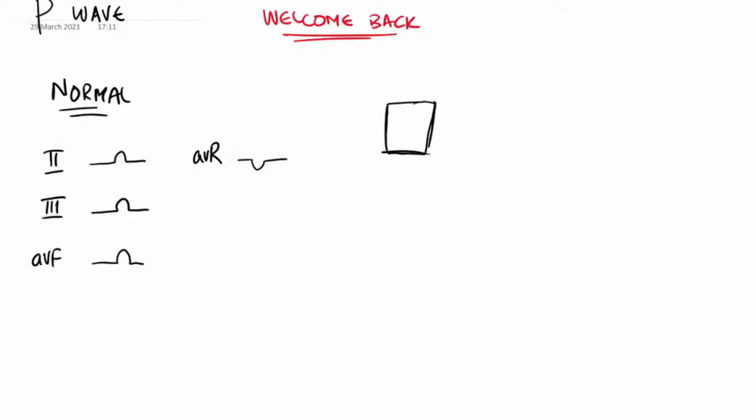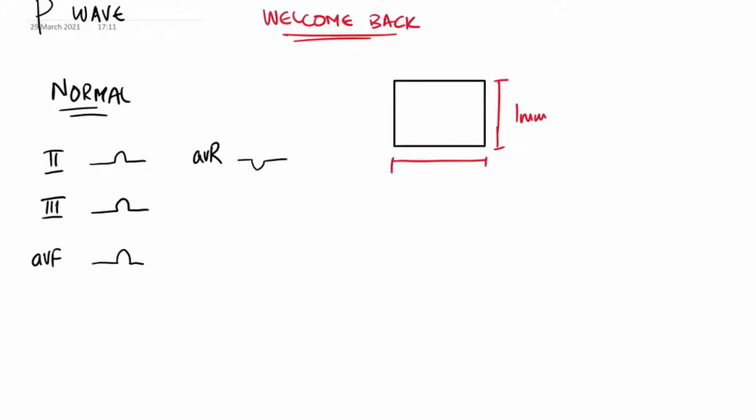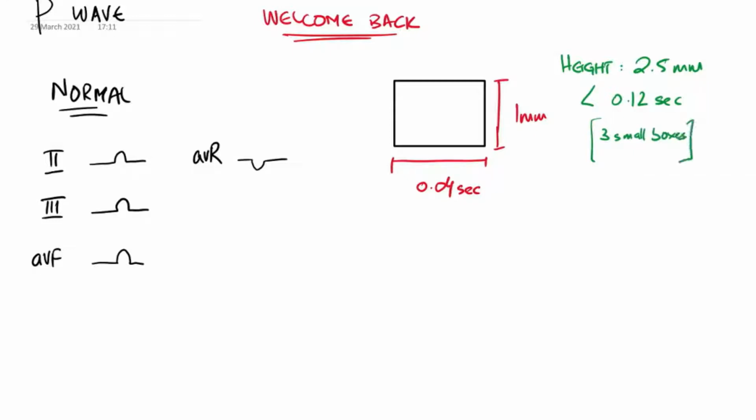So we're going to draw a square over here just to go over the basics. You know that one small square is 1 millimeter in height, and the time represented by a small square is 0.04 seconds. A normal P wave is going to be about 2.5 millimeters in height and less than 0.12 seconds, which is roughly 3 small squares. So that's the normal P wave amplitude and width.